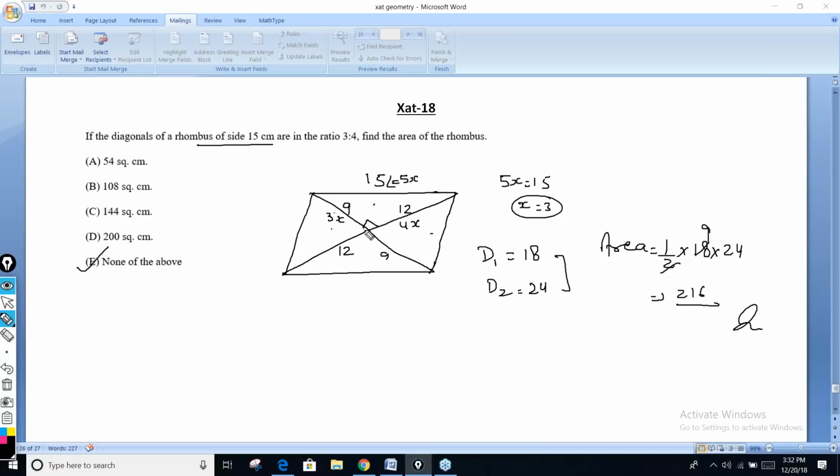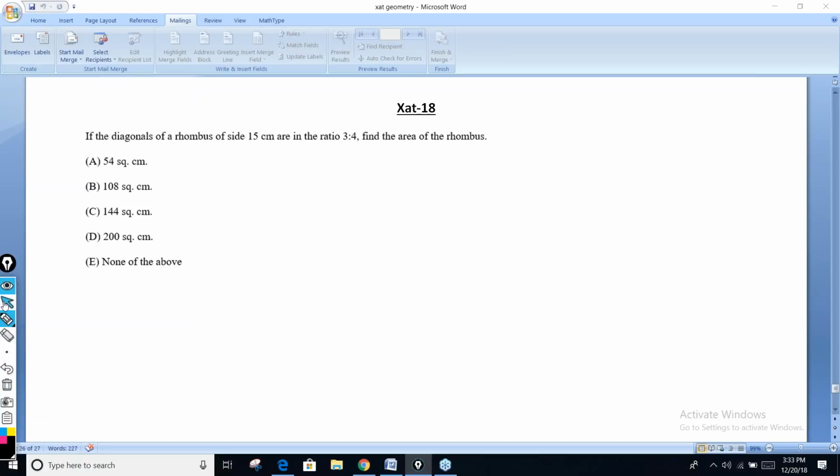Okay, so diagonals are in the ratio of 3:4. So half of the part will also be in the ratio of 3:4. So that is 3, that is 4, so that will be 5. 5x is 15, so x is 3. That is 9, that is 12. So 18 and 24 are the diagonals. Clear? The last question.